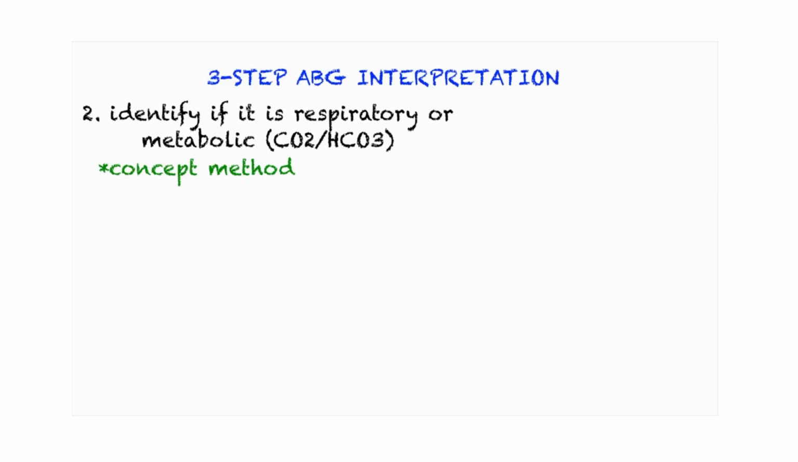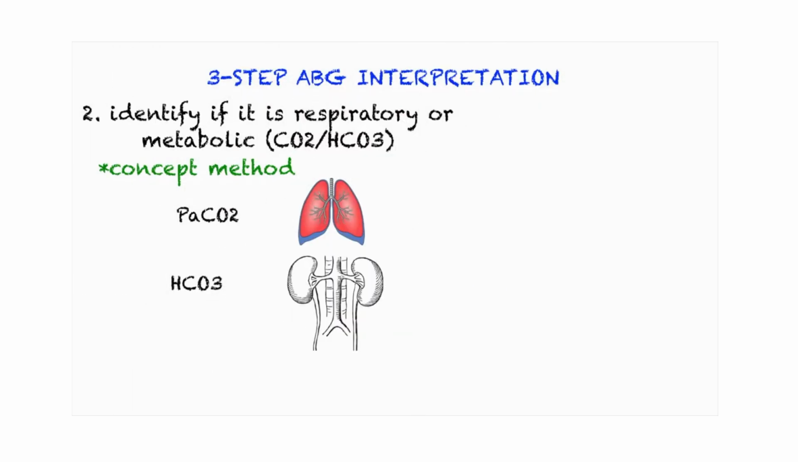So what is the concept method? We talked about this earlier already, and that is carbon dioxide is being regulated by your lungs, while the bicarbonate is being regulated by your kidneys. If your carbon dioxide level is abnormal while the bicarbonate is normal, you have a respiratory condition. On the other hand, if your carbon dioxide is normal while the bicarbonate is abnormal, you have a metabolic condition. And just to throw it out there, remember that carbon dioxide is the acid while bicarbonate is the base.